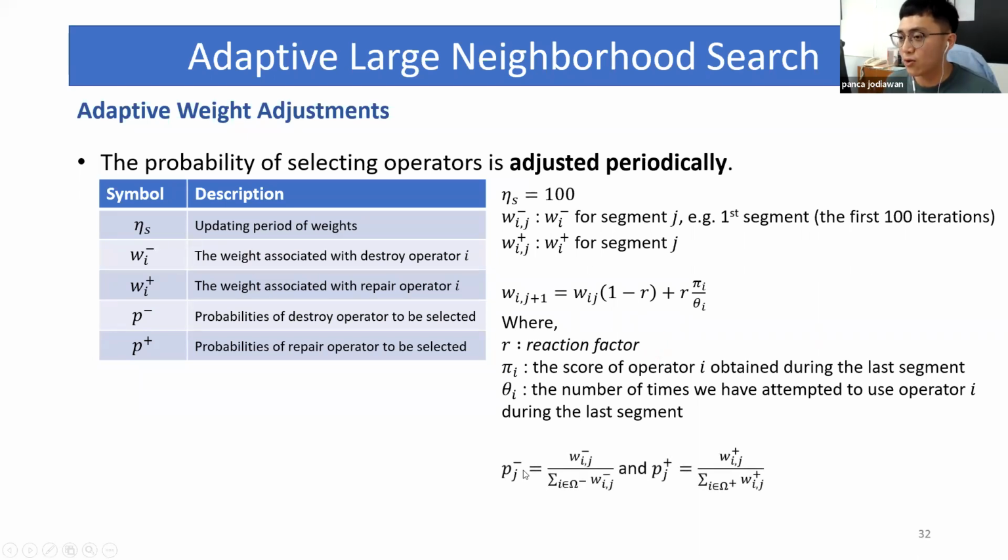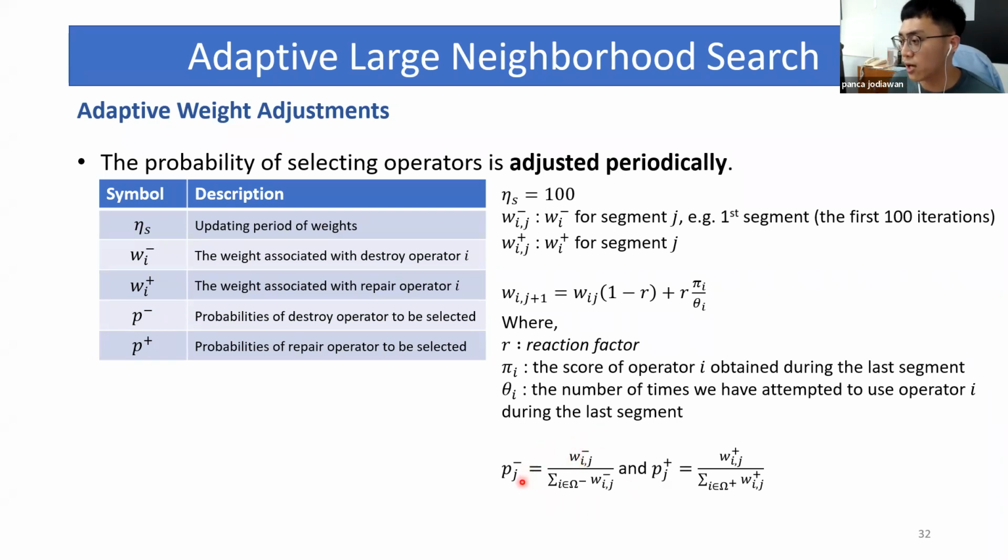Then you have how to calculate the probability. The output of the adaptive weight adjustment is the probability of the destroy operator and the probability of the repair operator, the new probabilities. The new probabilities are calculated based on the weight. So there are two steps here. First, you need to calculate the weight, which is expressed by this formulation. Then you need to calculate the P, or the probability. It's simply like the formulation expressed here.